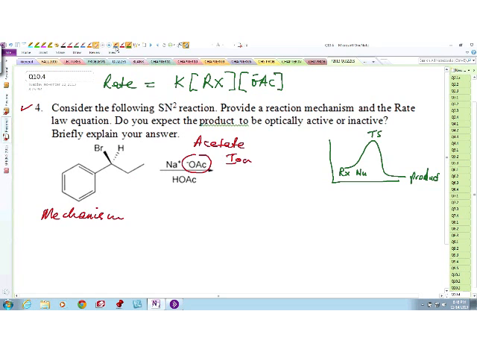Okay, so now let us do this. What is the reaction mechanism? Okay. We start with this here. Actually, it's a very, very simple reaction mechanism.